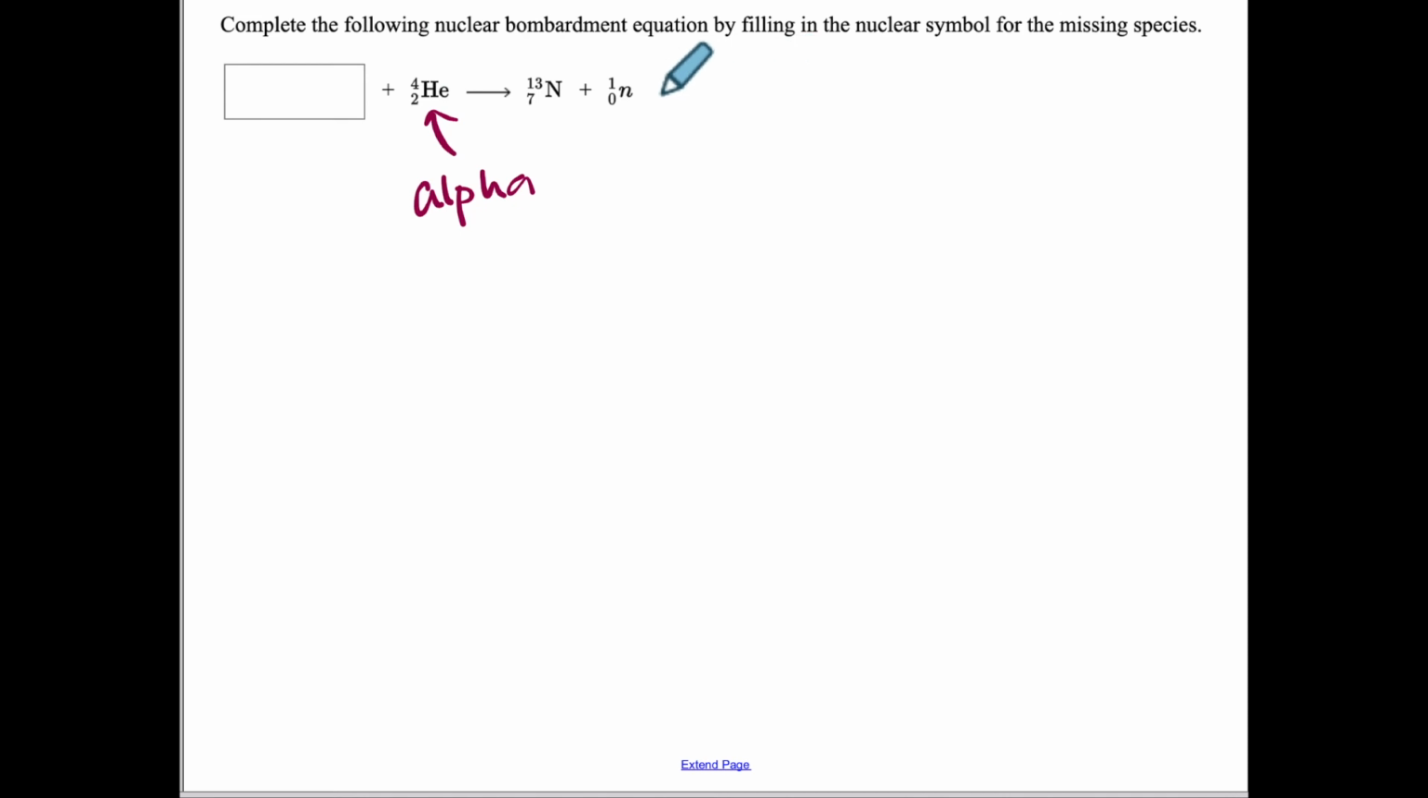and we have to do the same thing, make it all add up. 13 plus 1 is 14 on the top, so we need this to add up to 14, so we need a 10 on the top. 7 plus 0 is 7, so we need this to add up to 7, so we need a 5 on the bottom. And boron is the element that has 5 as its atomic number. So there's our symbol.